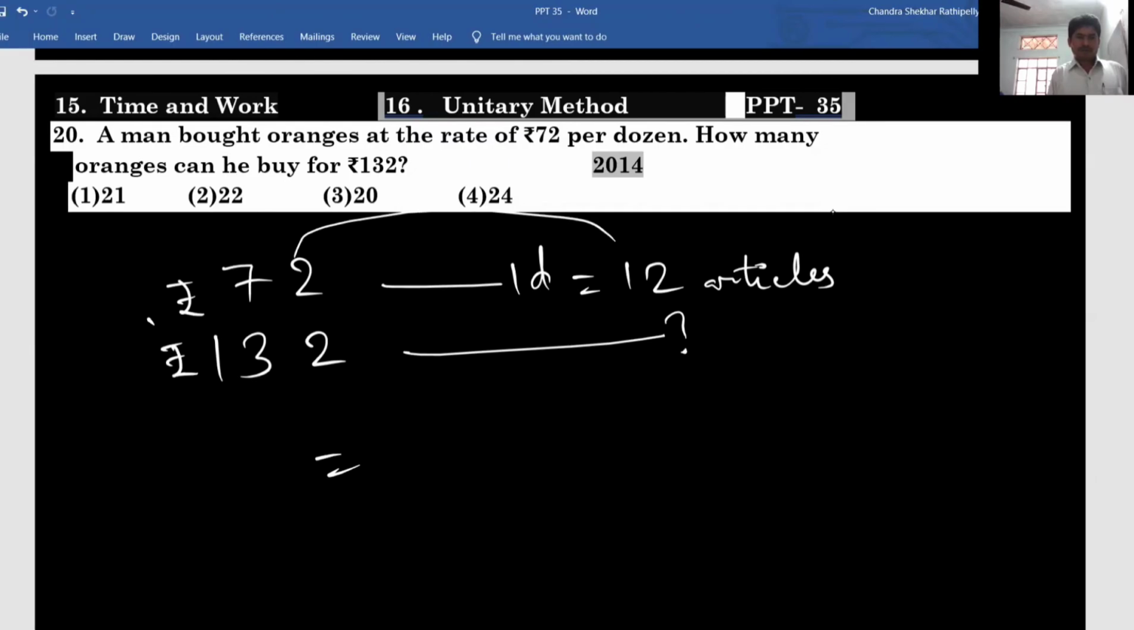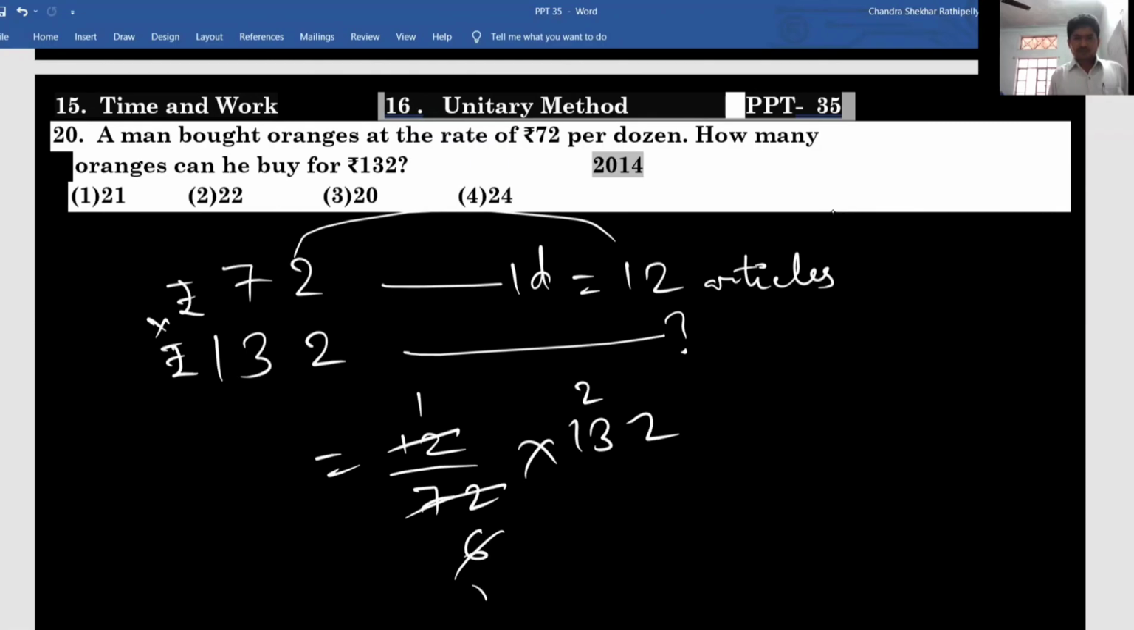So this is the unitary method. Divide and multiply: 12 by 72 into 132. Here 12 5s are 60, 12 6s are 72. 6 1s are 6, 2, 22 oranges. So we can buy 22 oranges.